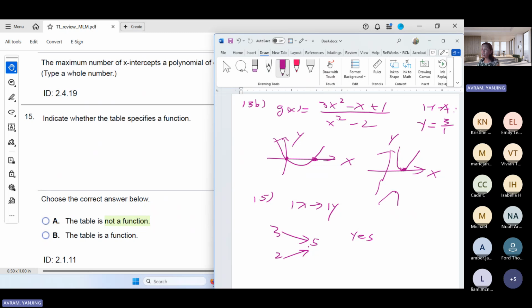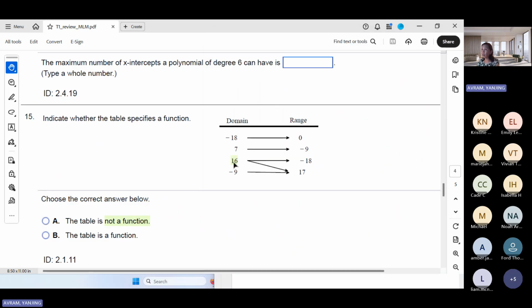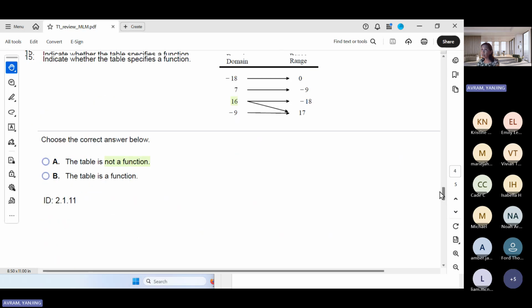Okay? Even if they correspond to the same one, look at it, because this is X, this is Y. For one X, I only have one Y. Even if they have the same Y, that is okay, but it only has one Y. But this one domain has two Y, two outputs, so therefore it's not a function, okay?